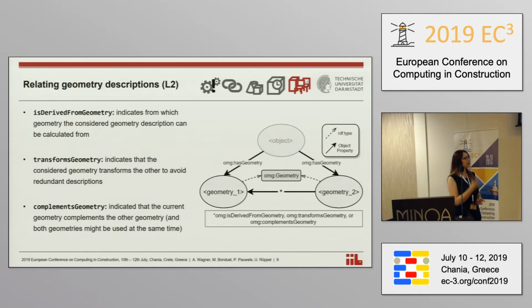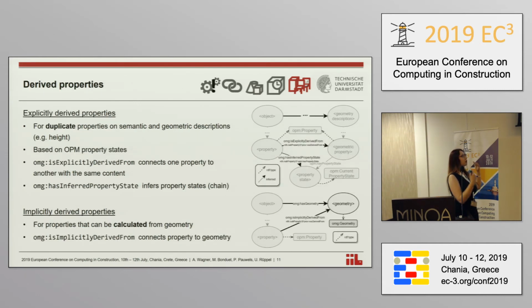I'm currently not having a good example. I think Mathias might have one later in his presentation following up. It's for a geometry that's not valid by itself, but it complements another one, and you can load them together, basically. And then we also have the derivation of properties, where we are using another ontology for property management. There you have direct and indirect connections which you can model.